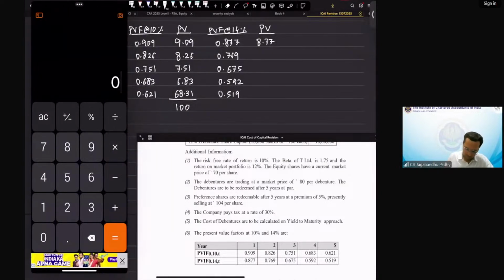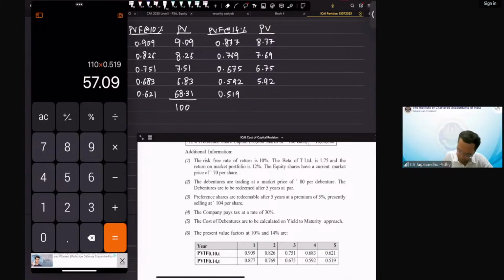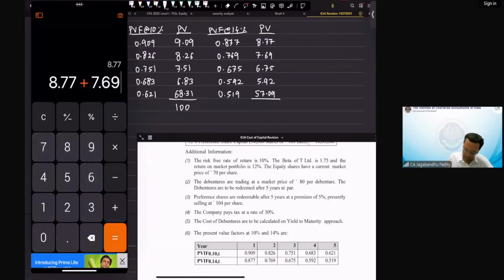Then you have again 10 into 0.769. So that's 7.69. Then we have 6.75, 5.92. And then we have 110 into 0.519. It is 57.09. Take a total of it: 8.77 plus 7.69 plus 6.75 plus 5.92 plus 57.09.